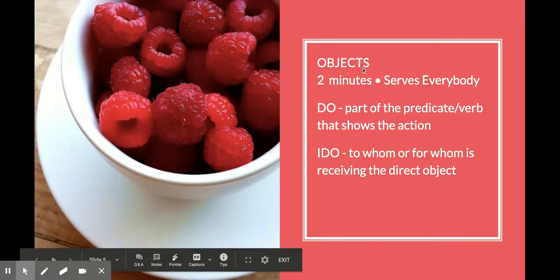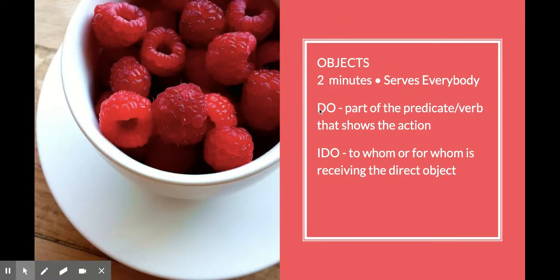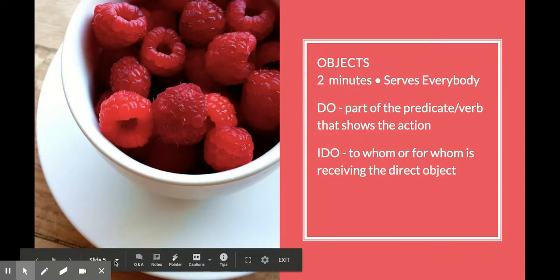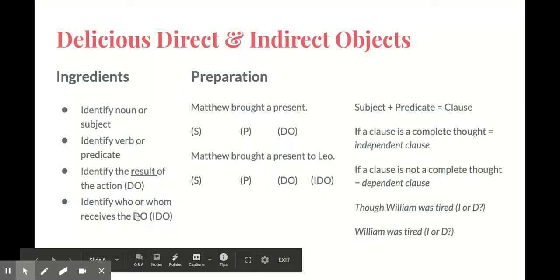Let's cover objects for about 2 minutes. Direct object is the part of the predicate or verb that shows the action, while an indirect object, to whom or for whom, is receiving the direct object. Sounds complicated? It's really not.